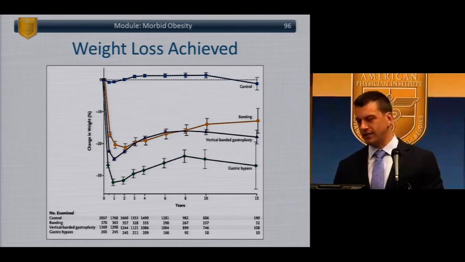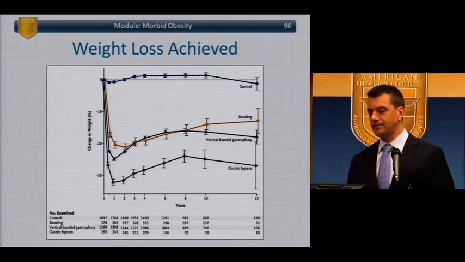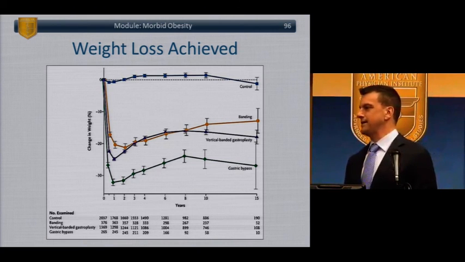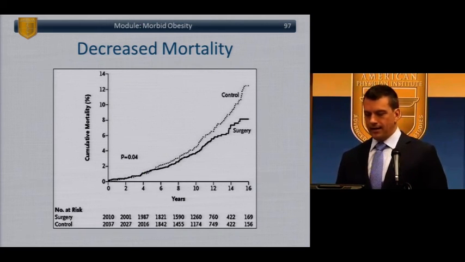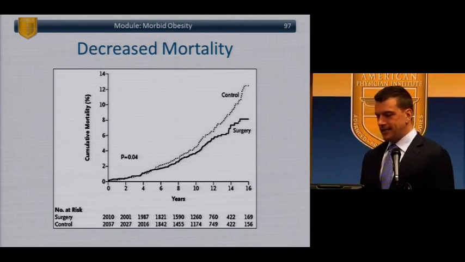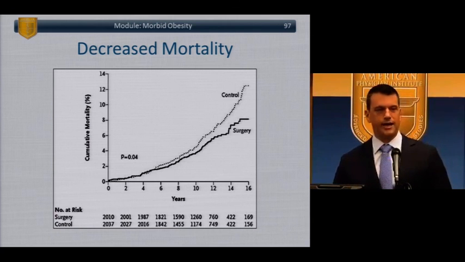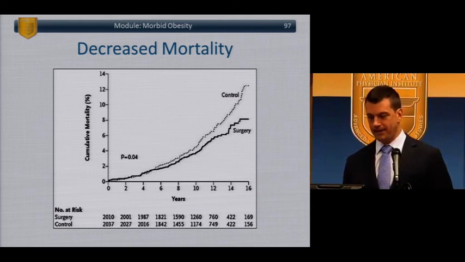Just looking at weight loss achieved, the control group on the top, banding and the vertical banded gastroplasty have lesser weight loss, but it is good, and then the gastric bypass has the most, and it's long sustained. This is a nice longitudinal study. At 16 years, those in the control group had significantly higher cumulative mortality, and it just splayed throughout life. So this has benefits for the life of the patient.